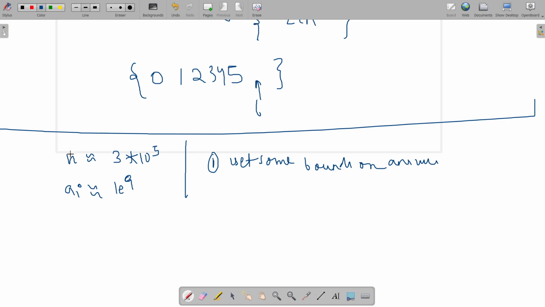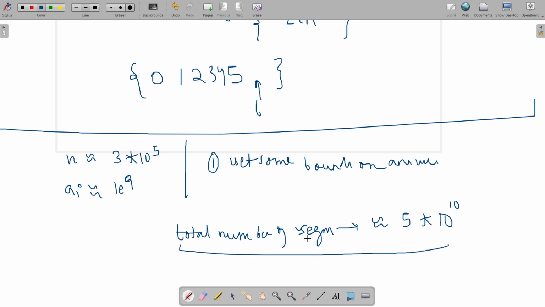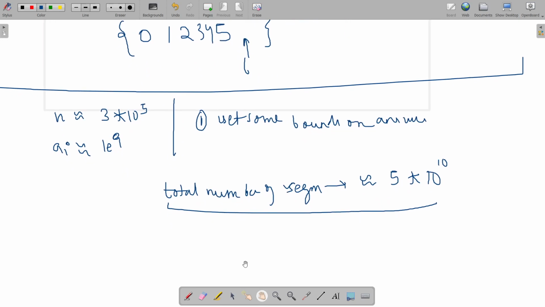Since n is equal to 3 into 10 to the power 5, the total number of segments can be n into n plus 1 by 2, which is approximately 5 into 10 to the power 10. They will be less than this, but this is a good upper bound, the maximum number of segments possible if you apply the formula n into n plus 1 by 2. It's actually a little bit greater than that, but that's all right.